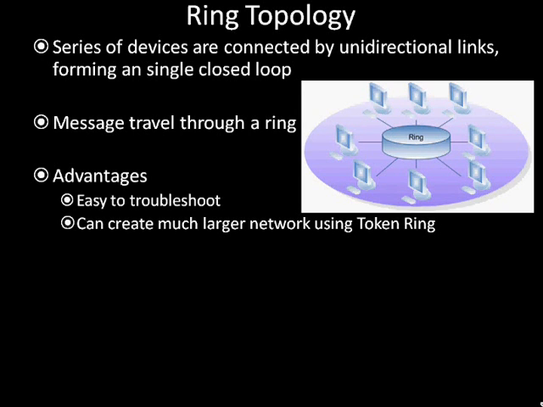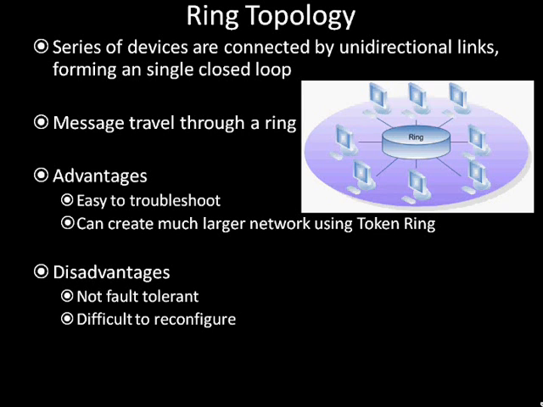Disadvantages of the ring topology. Not fault tolerant. A single cable fault can bring down the entire network. It is also difficult to reconfigure, as one malfunctioning workstation or bad port in the multi-access units can create problems for the entire network. It is expensive because multiple cables are needed for each workstation.